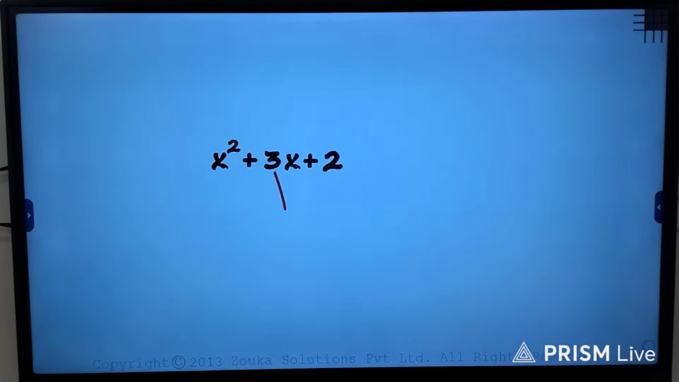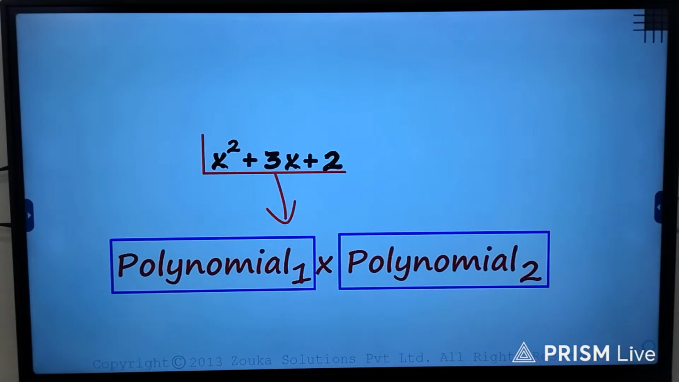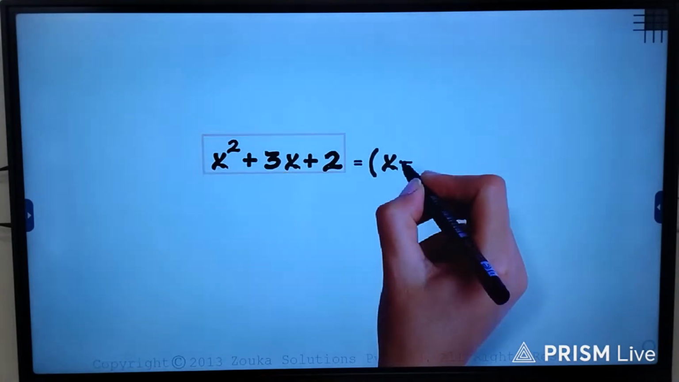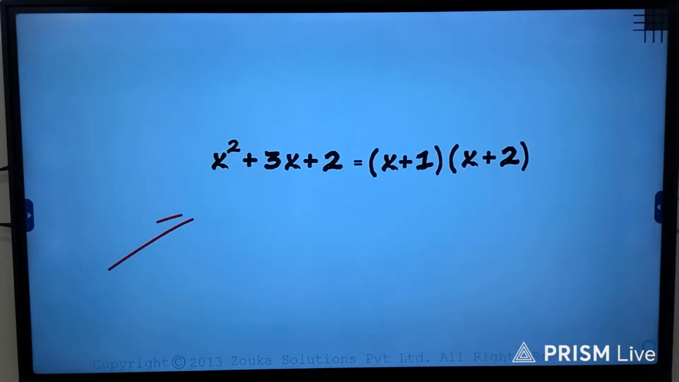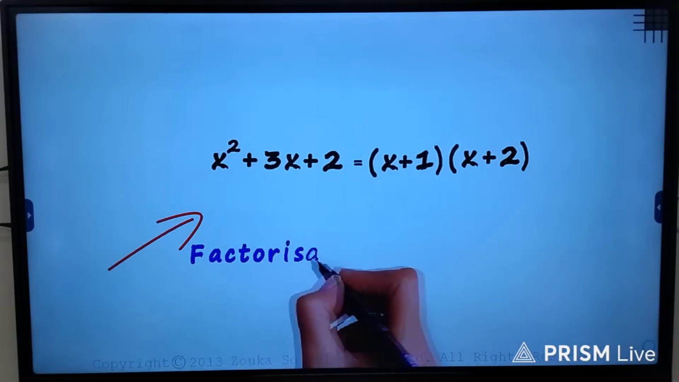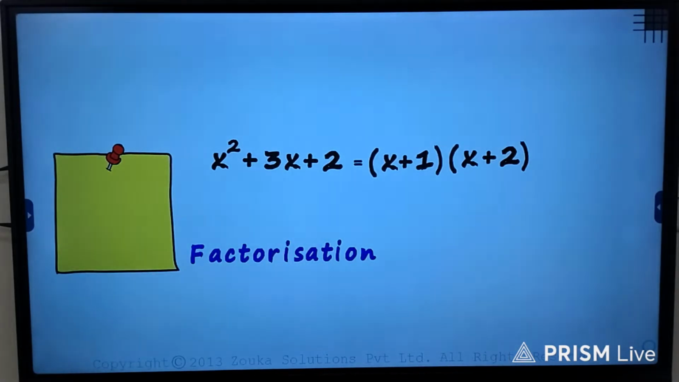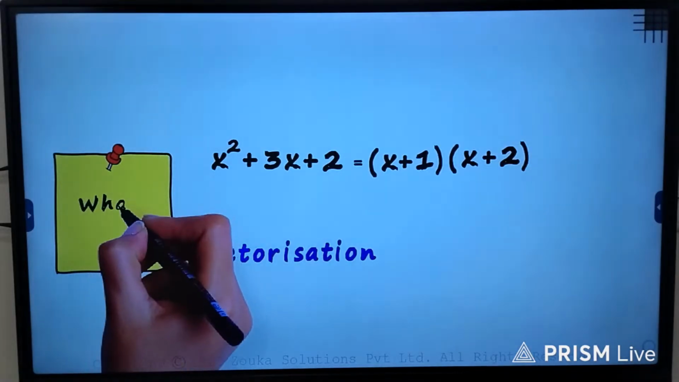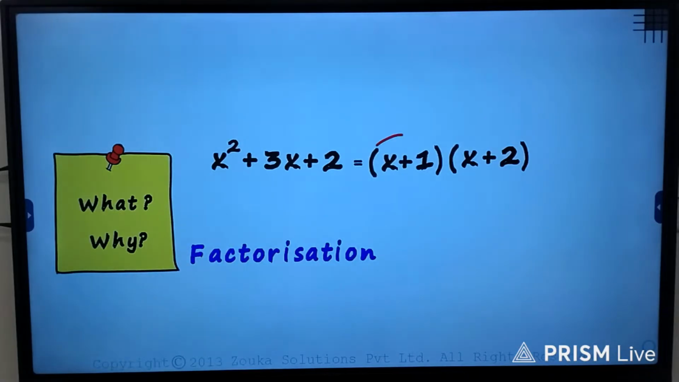this can be written as a product of two polynomials, then those polynomials will be factors of this polynomial. This can be written as x plus 1 multiplied by x plus 2. What you see on the board is called factorization. For now, let's not think about how we got this. Instead, let's focus on what factorization is and why we need it. X plus 1 and x plus 2 are the factors of the polynomial.